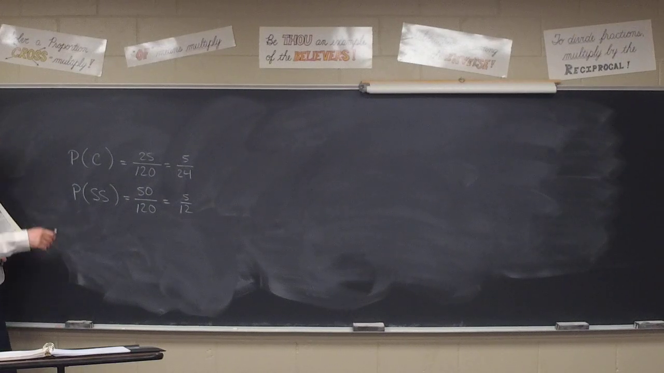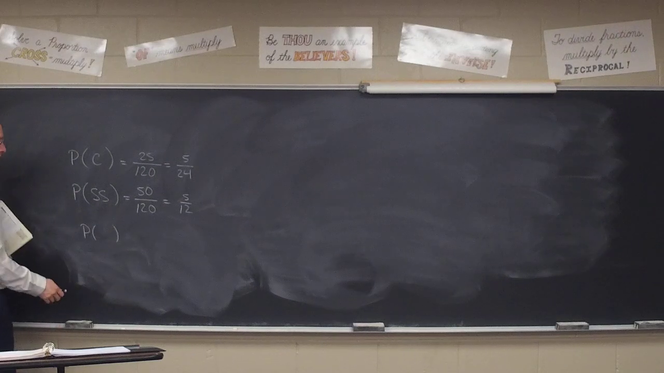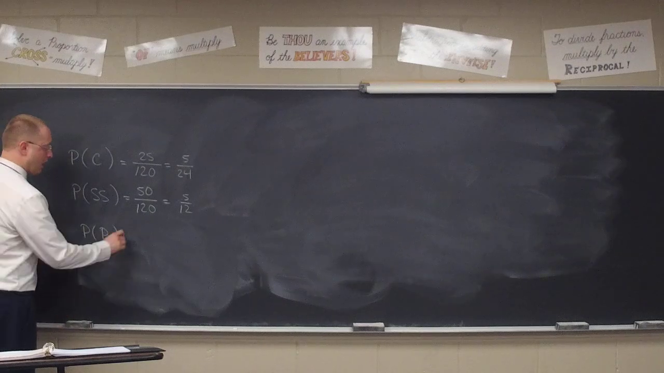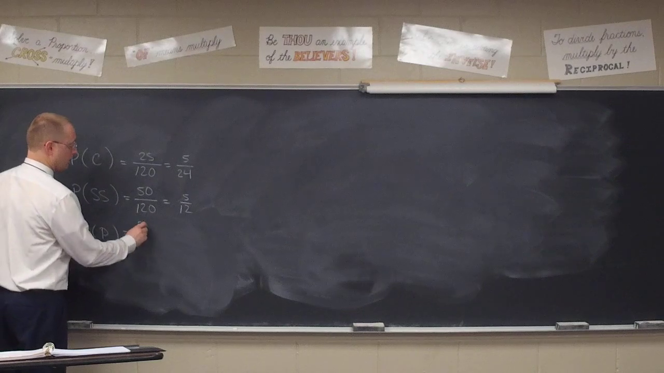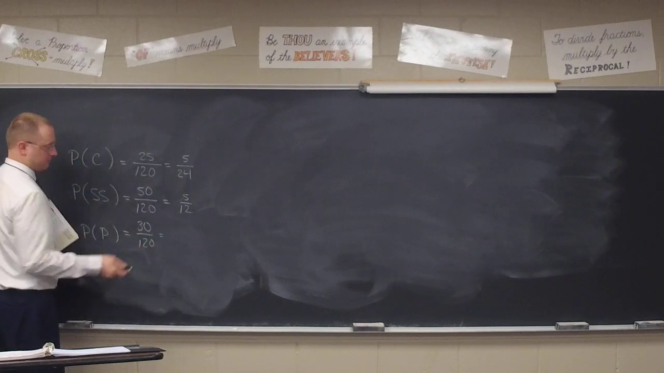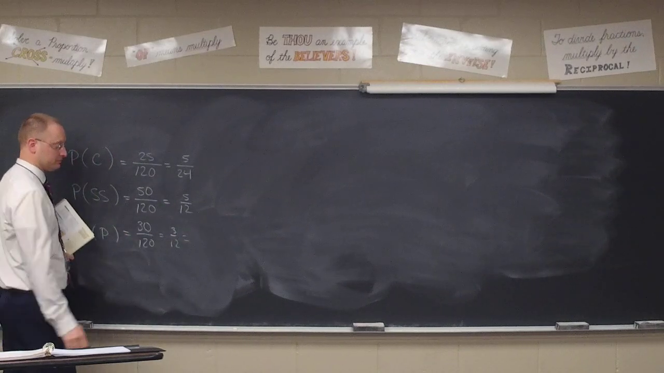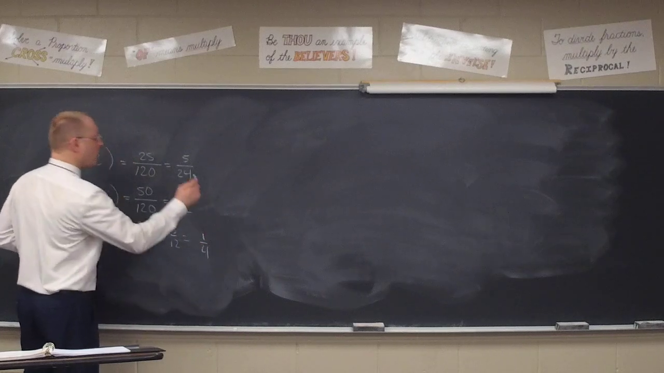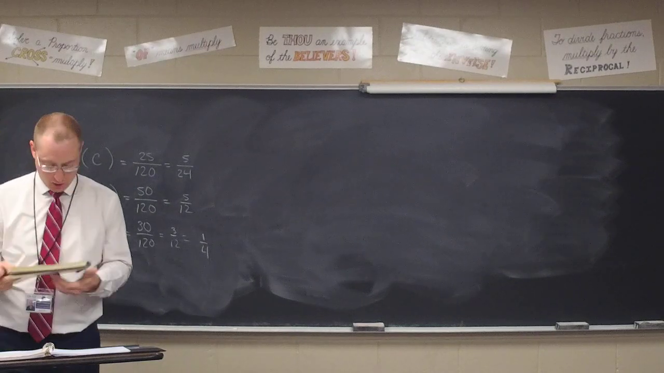And then for the last one, for the pitcher, Ben, how do I notate it first? P, and then in parentheses, pitcher. Probability of pitcher is 30 over 120. Let's reduce it down, Ben, 3 over 12, and reduce it one more time. 1/4. Wonderful. That one would be easy, right? A 25% chance he gives a pitcher if he pulls a card at random. Good, questions on those?